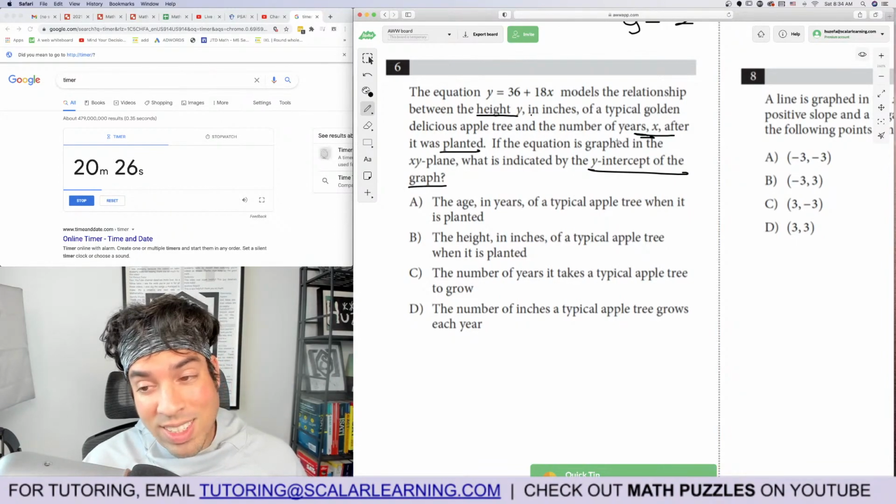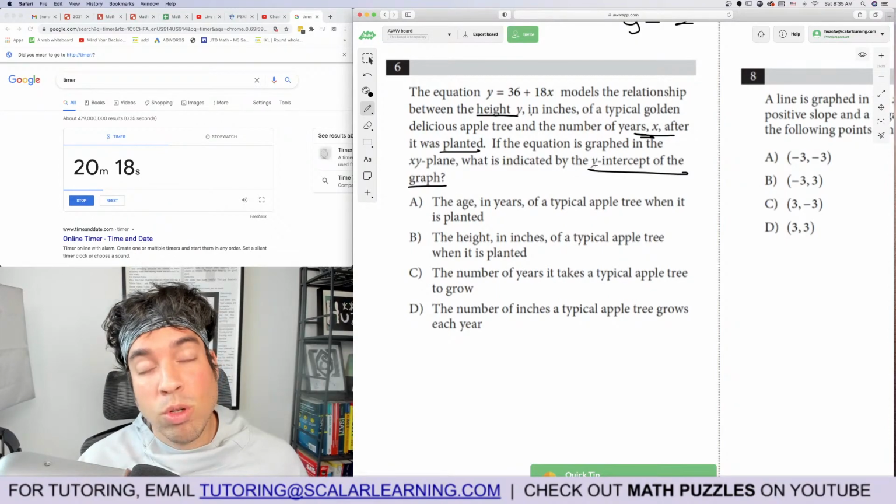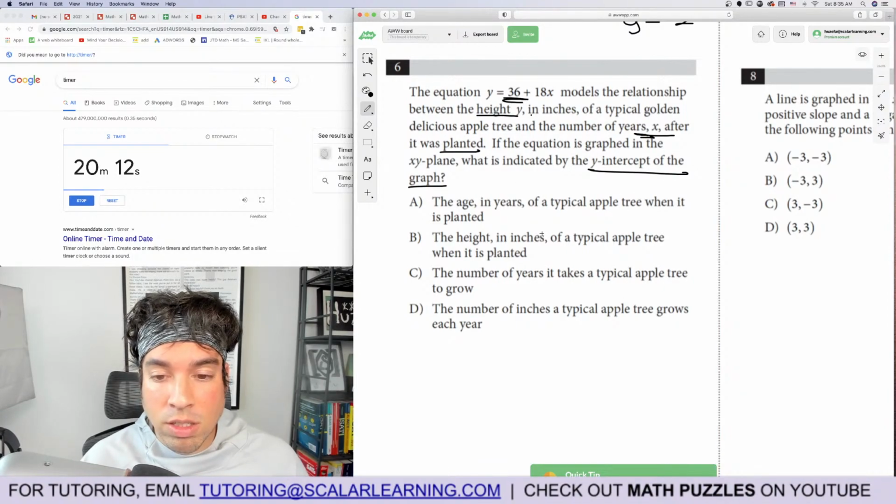That's right, because it says the years after it was planted. So it probably already has some height when it was planted, not necessarily like from a seedling. So the y-intercept is always the starting point at time 0, meaning the time at which it was planted. So that means at the time it was planted, it was 36 inches.